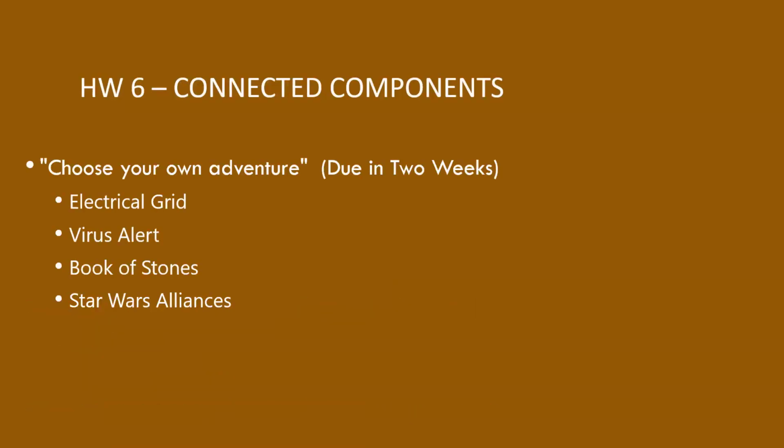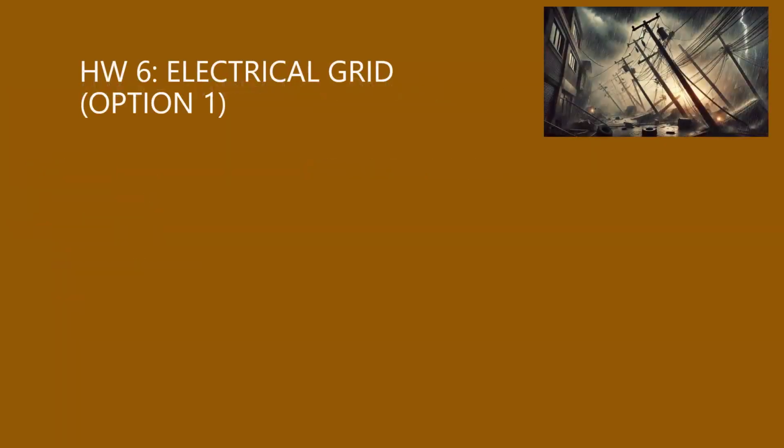So this homework 6, we're just going to take a quick peek at these so you kind of get a sense of the kind of problems you should be able to solve in about 2 weeks. So there's 4 different homeworks here called electrical grid, virus alert, book of stones, which is kind of a silly one, and then some Star Wars alliances. So you can kind of pick the one that seems the most fun to you. They are mostly roughly about as difficult as any of the others, just with slight different twists to them. So most of us will be working with the same code base, maybe just trying to answer a slightly different question given the data sets that you're going to be given. Okay, so let's take a look at these real quick, these 4 options.